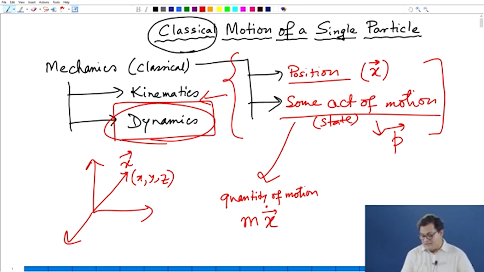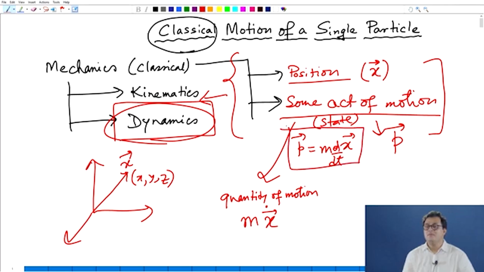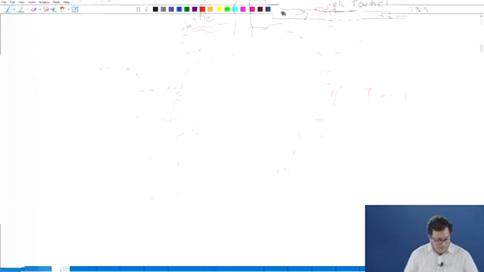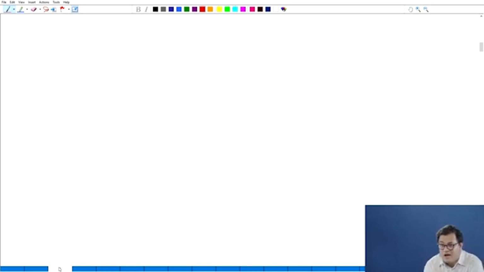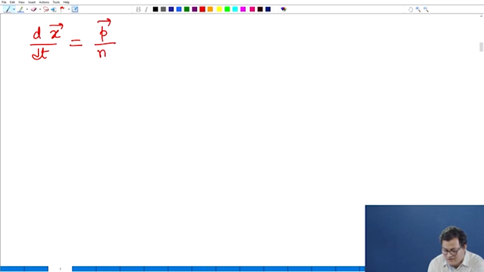Then I can actually see that this p is simply related to this x by m and d/dt of this x vector. This is just something which we gain from experiments and experiences. Now, if you want to understand how they are related, of course, I can write the first one: dx/dt is nothing but p by m. I hope I have written it perfectly.